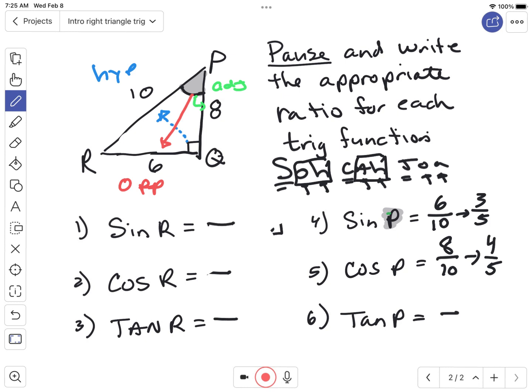And tangent P is the opposite over the adjacent. So that means that would be 6 over 8. And that reduces to 3/4. So do you remember? And does that make sense? Maybe go back and re-pause and rewind if needed. Let's go to the next slide.